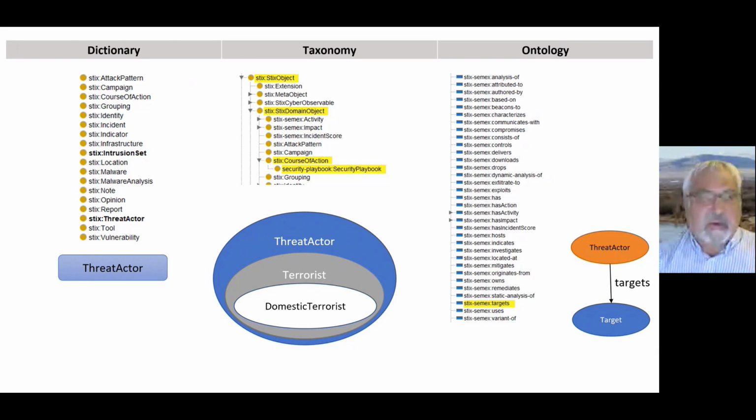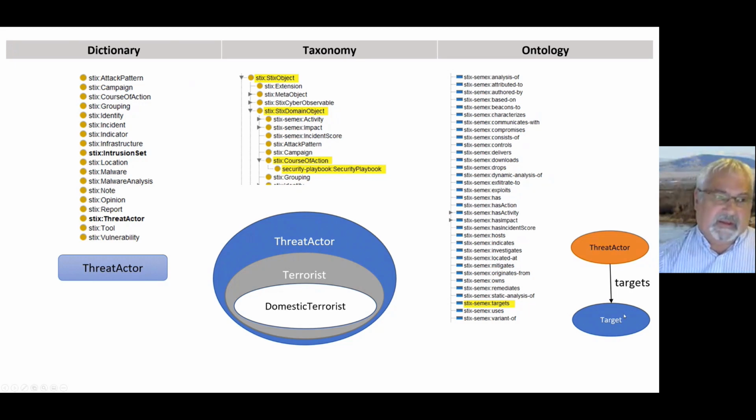With the TAC, we've extended that into taxonomic relationships so that we can do things like, say, a STIX object can be extended with a STIX domain object, can be extended to a course of action object, and even specify custom security playbooks that might be very usable within a specific enterprise. We extend that taxonomy to an ontology so that we have the ability to specify relationships between the objects in the taxonomy. So a threat actor can target an enterprise.